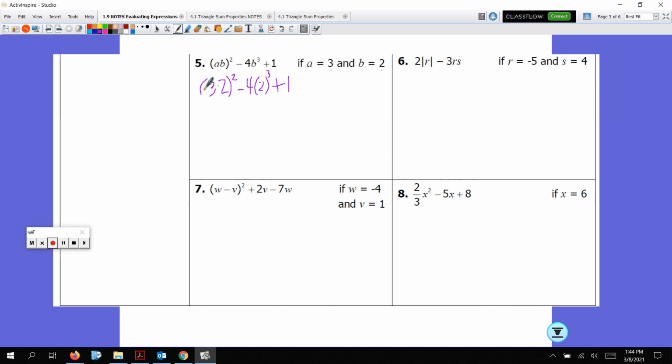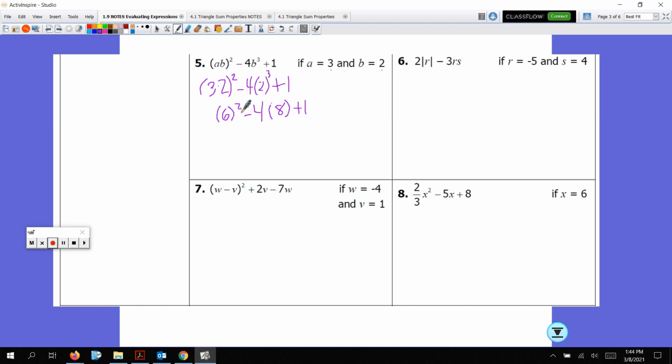All right, inside parentheses comes first. 3 times 2 is 6. So now we have 6 squared minus 4. Let's just go ahead and figure out what 2 to the third is, because that's going to come next in our order. 2 to the third is 8 plus 1. All right, moving along.